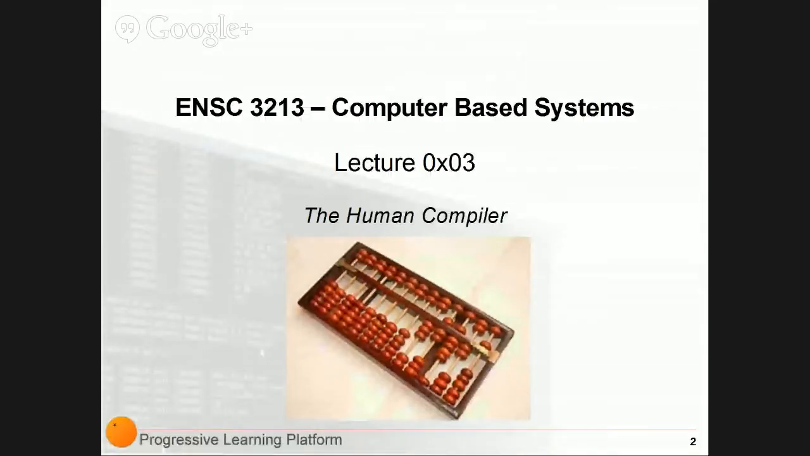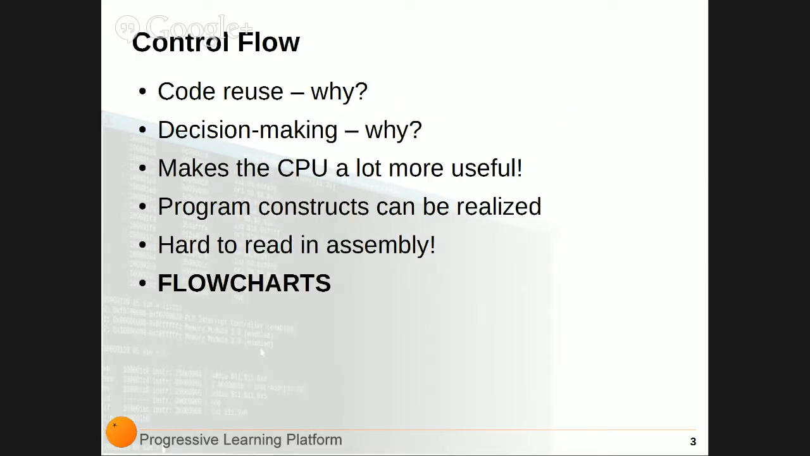The human compiler. Now we're starting to connect with the higher level programming language and see how it works underneath. So now you have a notion of program doesn't just execute linearly. You can jump around, right? But is that it? So code reuse, but decision making. How do you implement decision making in your Java program?